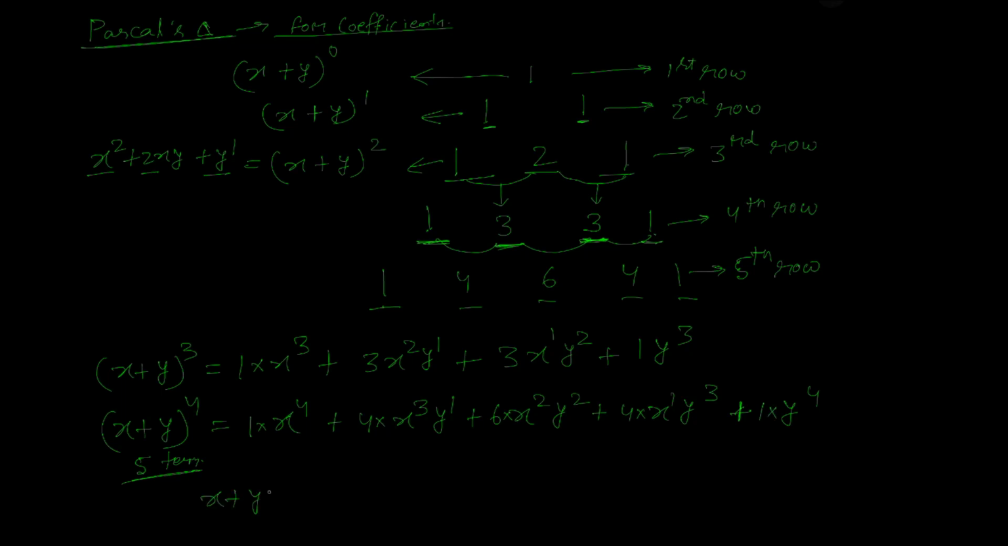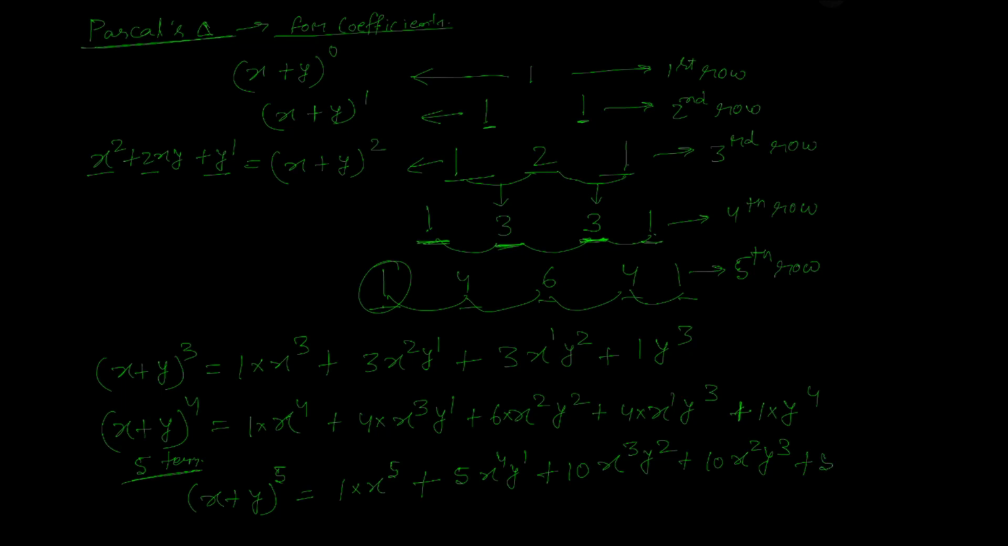If I want to write x plus y to the power 5, then can I write it directly? This 1 into x to the power 5, plus 1 plus 4, that is 5, x to the power 4 y to the power 1. 4 plus 6, that is 10, x to the power 3 y to the power 2. 6 plus 4, that is 10, x to the power 2 y to the power 3. 4 plus 1, that is 5, x to the power 1 y to the power 4. And 1, y to the power 5. So this way you can go on doing. Obviously, as I said, this will be really useful for smaller powers, and you have to go in sequence. Otherwise you already know the general expression.